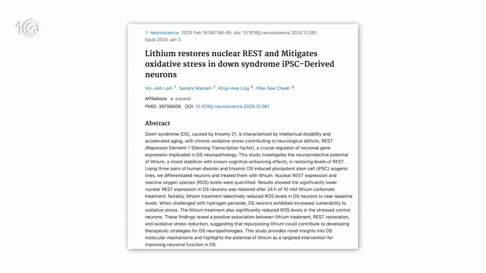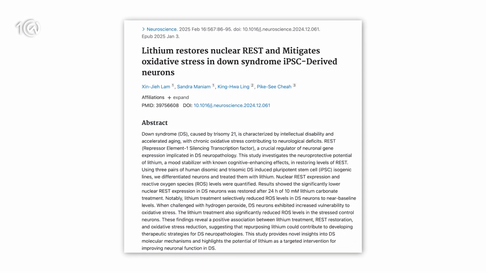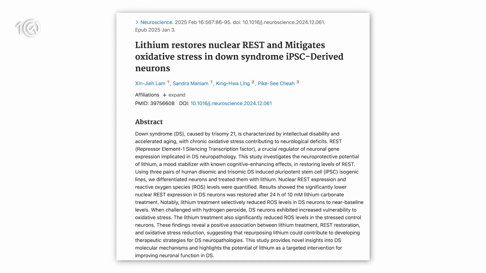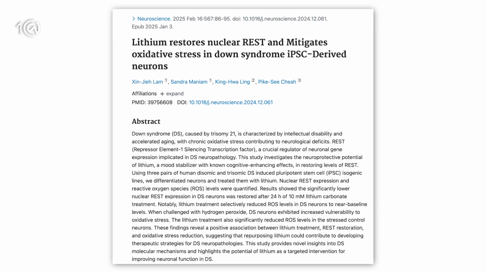One of the questions we are asking is this: because we have found that REST expression is reduced in astrocytes, in neurons, in many different cells derived from Down syndrome, what if I give them the REST expression back? What if I restore the REST expression? Will these cells all behave like normal cells? Because if the cells behave like normal cells, then there's a very good chance that lithium can be given to Down syndrome individuals to perhaps reduce oxidative stress, to reduce neuronal cell death, and to also reduce so-called astrogliosis, the inflammation caused by astrocytes themselves.